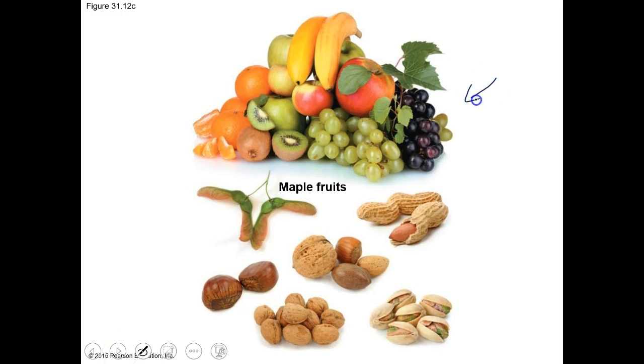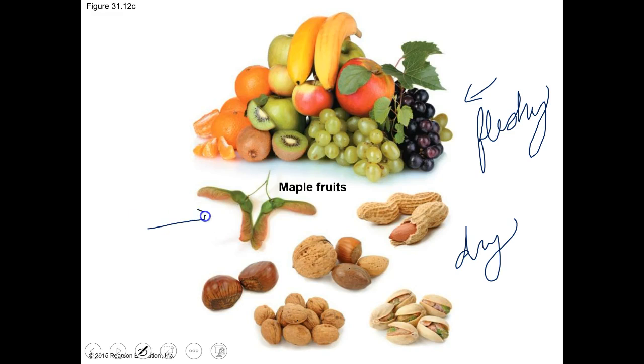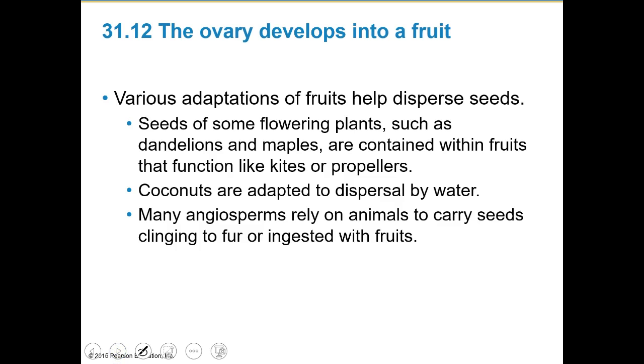So these are fleshy fruits, and these are dry. Guess I could actually write fleshy. Should seem obvious, but these are still fruits as well, even though we consider them nuts. They're still fruits. And maple, that's our little maple fruits. Well, I've seen those. I'm sure you have as well.